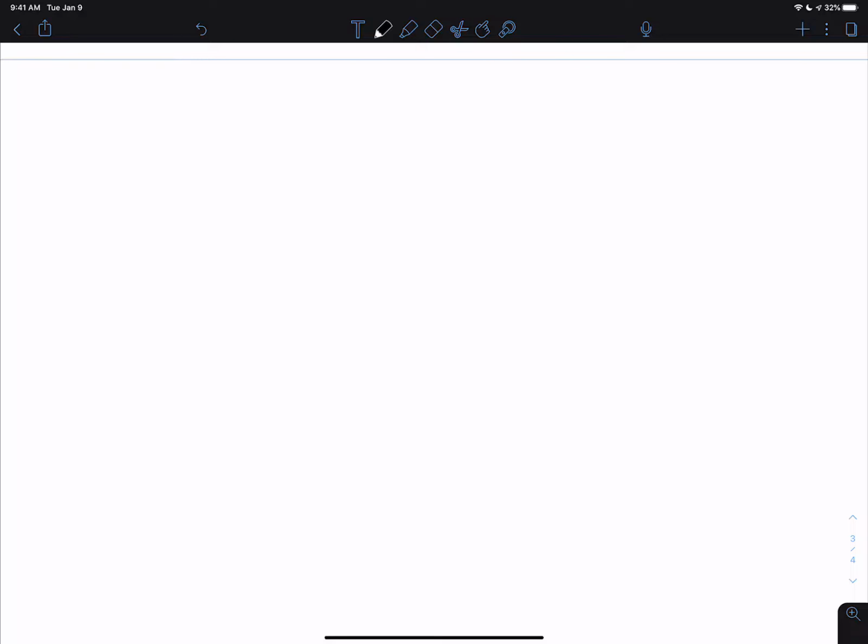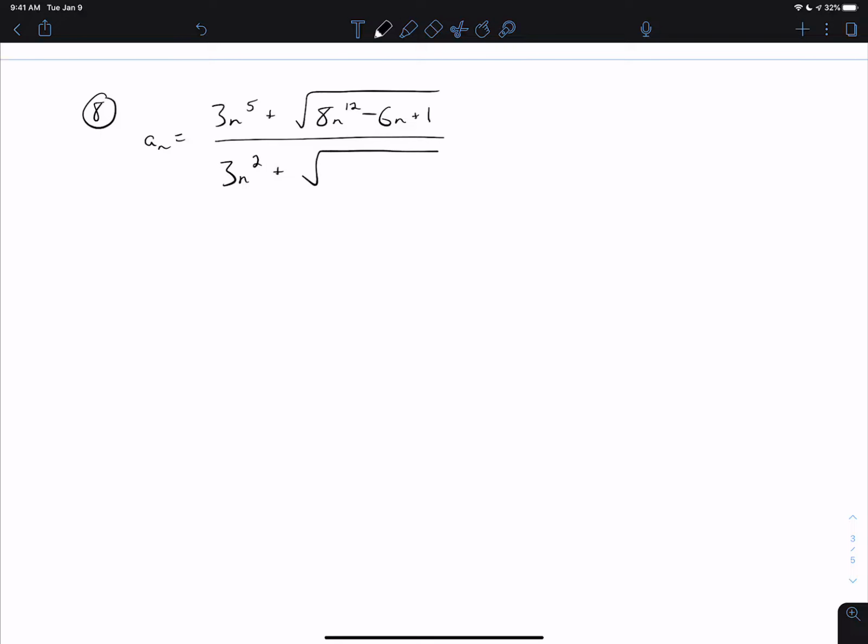So the last problem I want to look at is if I'm looking at a sub n equals (3n^5 + the square root of (8n^12 - 6n + 1)) over (3n^2 + the cube root of (5n^4 - 8n + 17)).